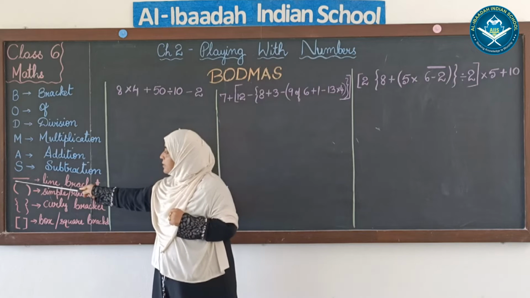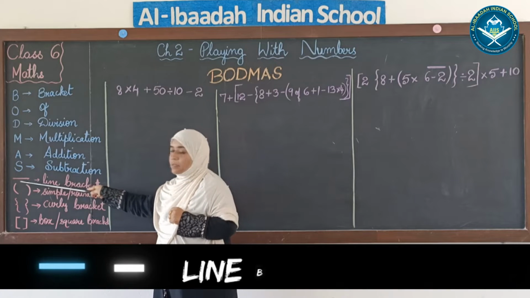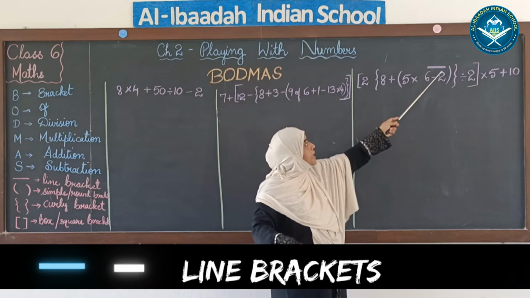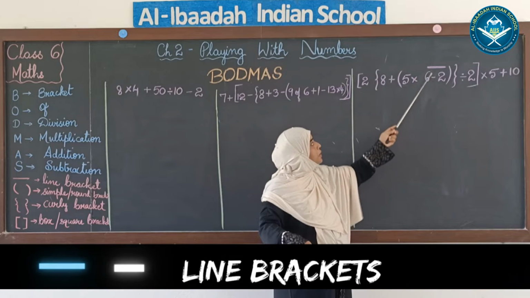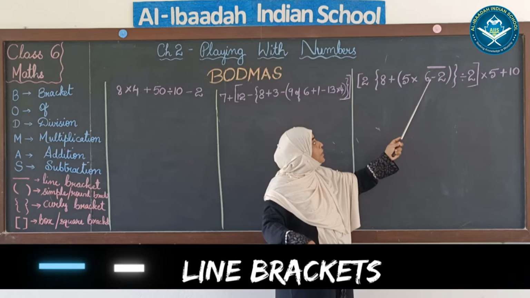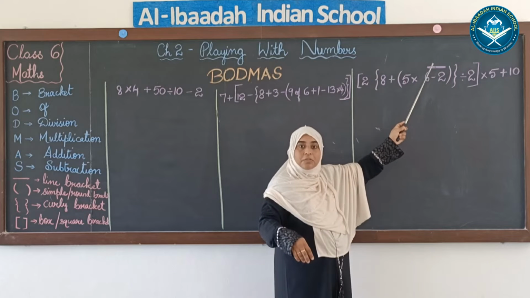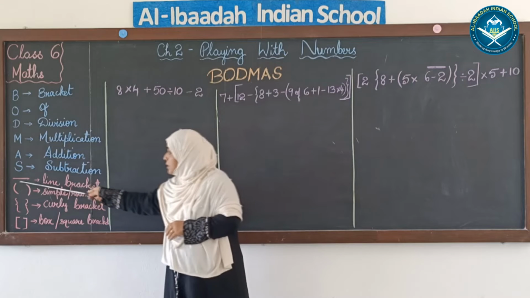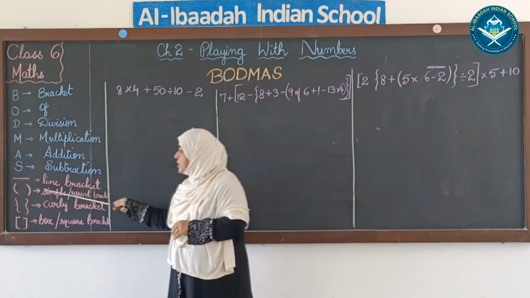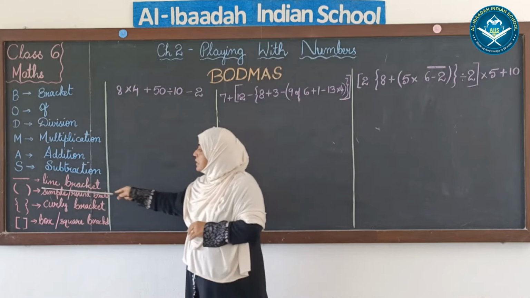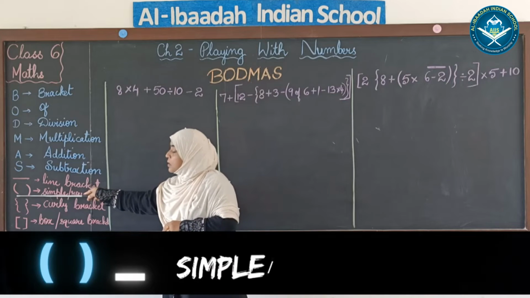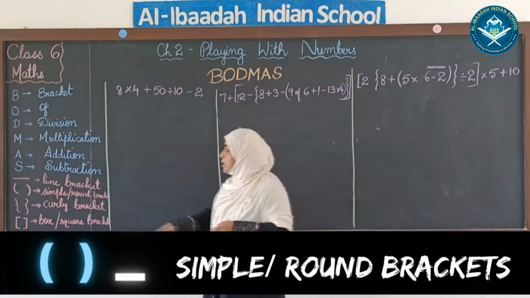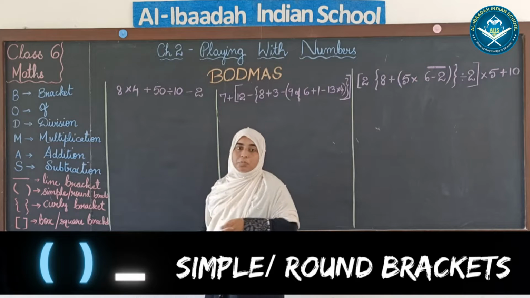The first bracket here is just a straight line. See in this question there is a line above 6 minus 2. So this is one of the brackets. It is called line bracket. This first type of bracket is line bracket. Then next is a curve, a simple bracket or a round bracket. We call it simple or round bracket.